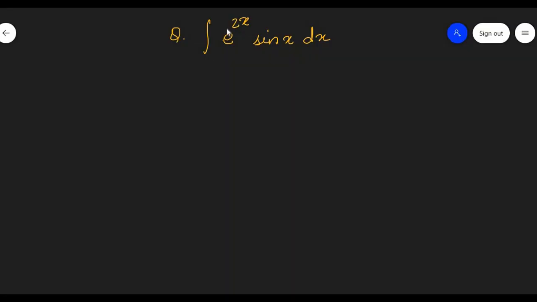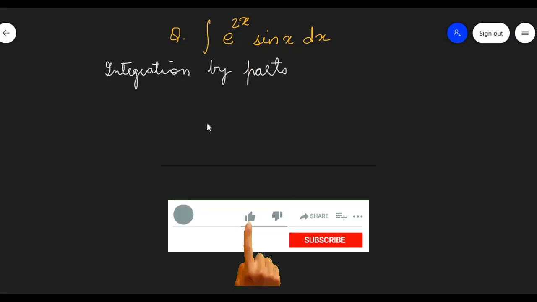In this video, let's integrate e raised to 2x into sin x. So we've got two functions in multiplication, and whenever we have such a case, we use integration by parts. For the success of integration by parts, we have to select the first function and second function properly. First function should be easy to differentiate and the second function should be easy to integrate.